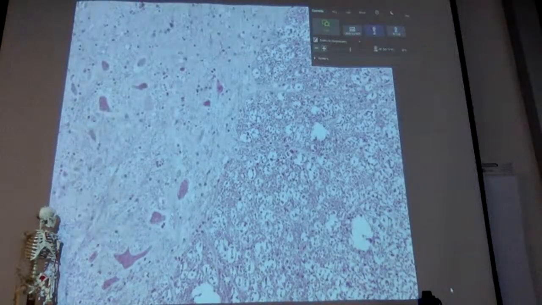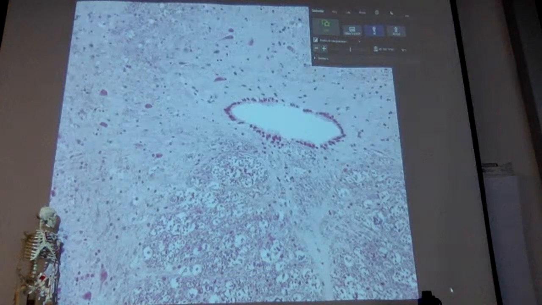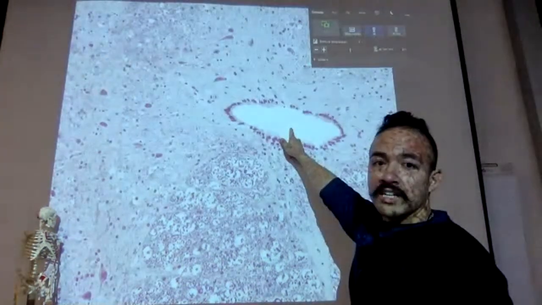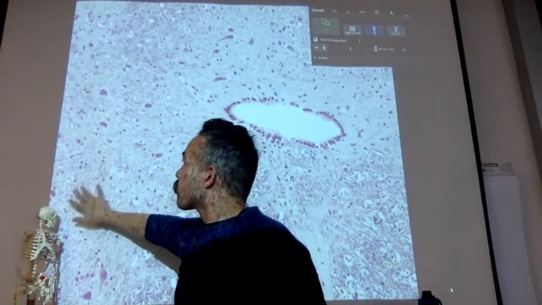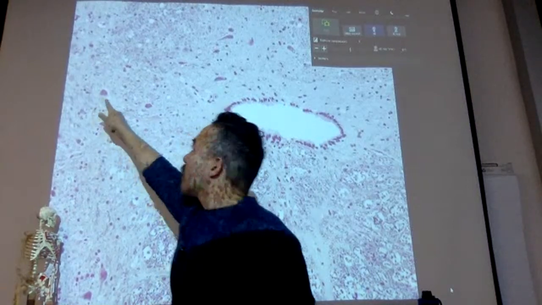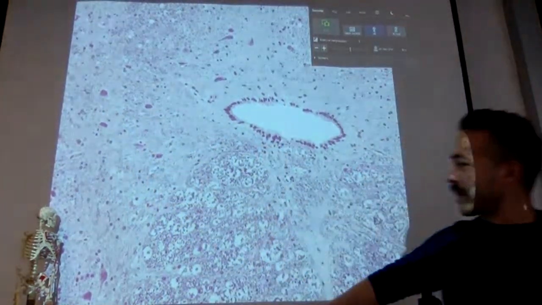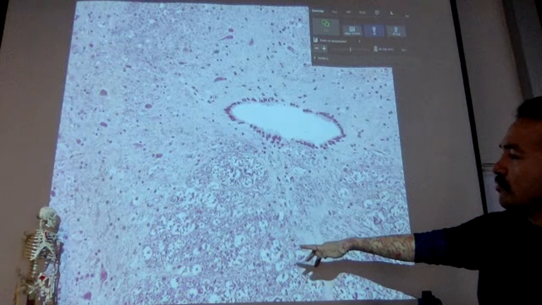All right, we are at 100x right now. So we get our bearings here. There's the central canal. Central canal, gray matter, you can see the nuclei of neurons. This is white matter.